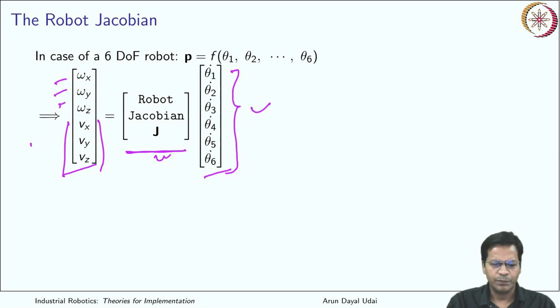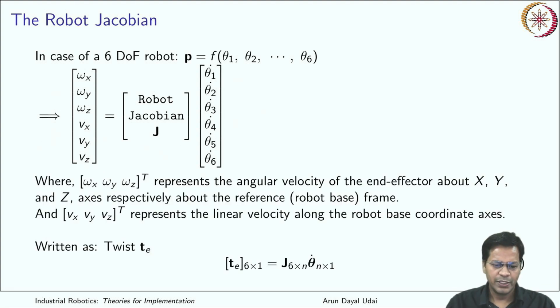So yes, now coming back to my slide, I wanted a relation which can relate the joint rates to the end effector rates. Okay. So is there any such relation that exists? Can we find that out? This will be known as the robot Jacobian. Okay. So this vector is known as a twist.